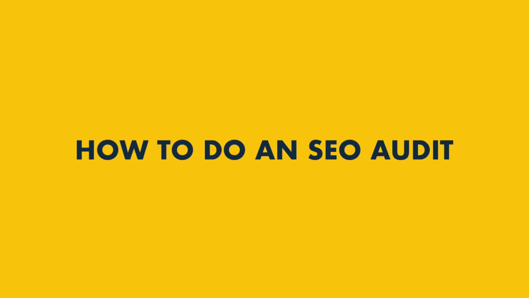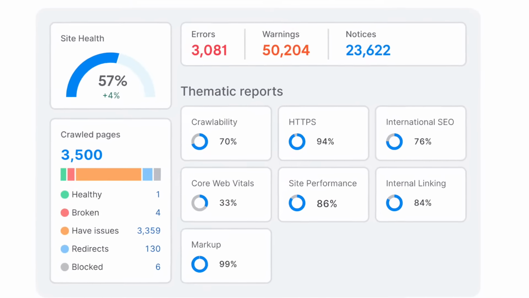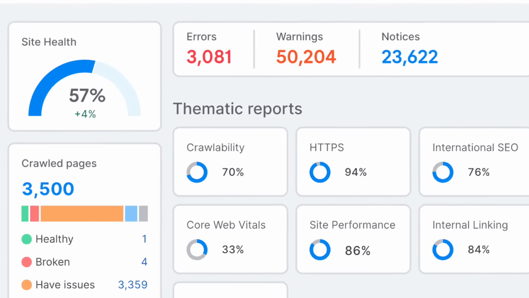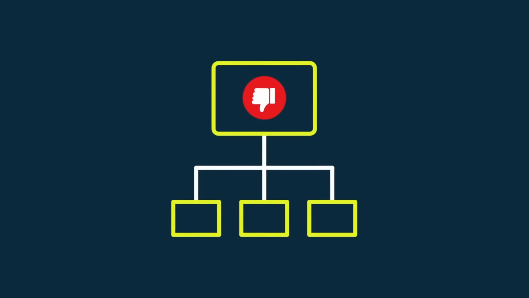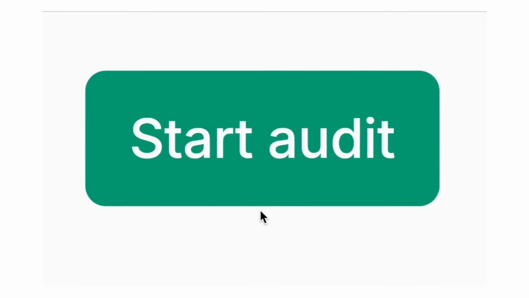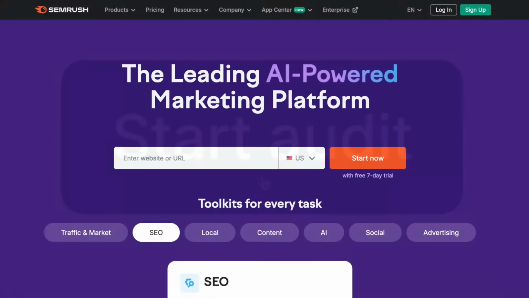Today, I'm going to show you how to do a comprehensive SEO audit. Doing this helps you identify the issues that are holding your website back. For example, broken links, slow loading pages, duplicate content, and poor site structure. Now, one thing I should mention before we dive in is that performing a site audit requires an SEO tool.